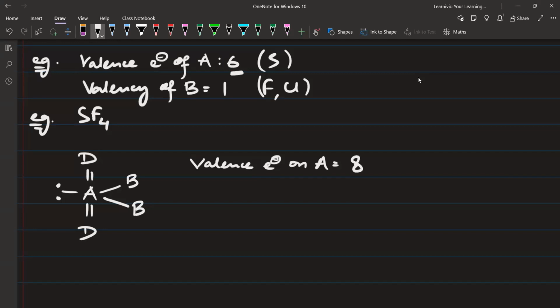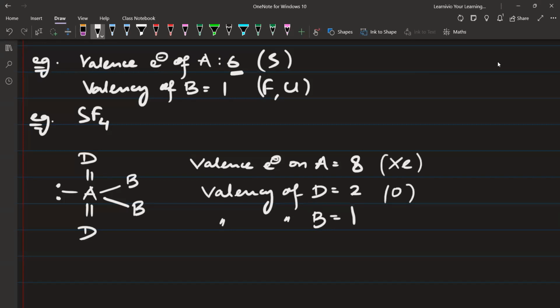Yes, sir. Okay. Now we have two different types of elements. Valency of D will be 2 because it is making 2 bonds. Valency of B will be equal to 1 because it is making 1 bond. So for valence electrons, we have the noble gas xenon. This is oxygen and this is fluorine. So the compound is XeO2F2. How many D? There are 2 D, no? So 2 O and F. So this also has a seesaw type of shape.